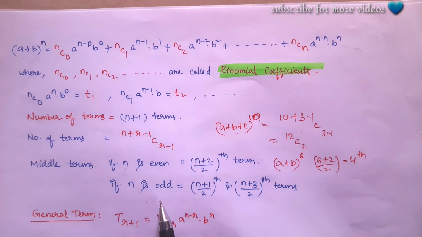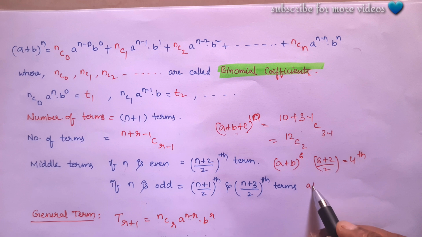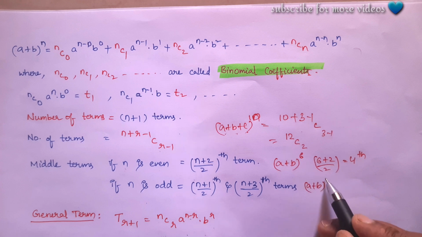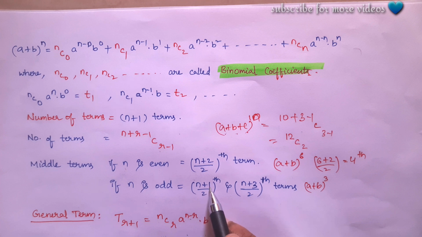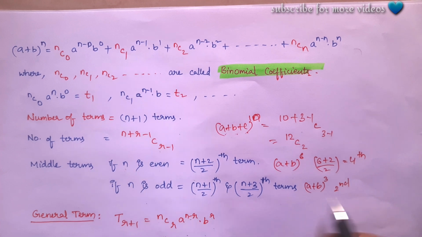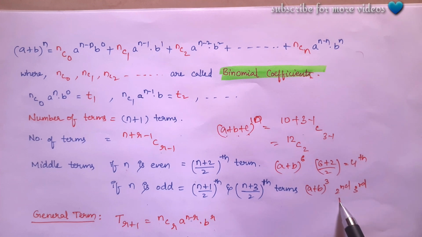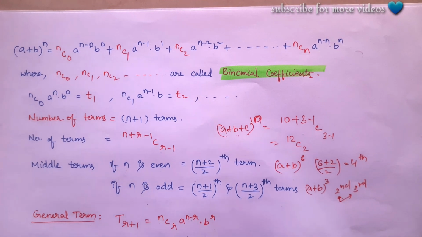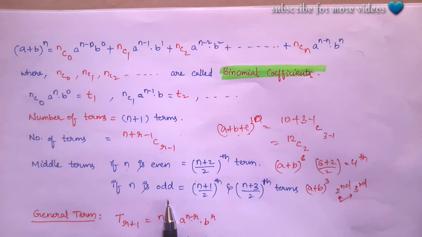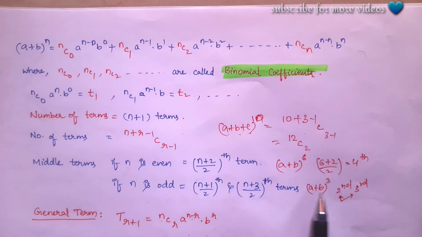Similarly, if it is an odd number, like (a plus b) whole power 3, the middle terms are (3 plus 1) by 2, that is 4 by 2, second, and (3 plus 3) by 2, that is 6 by 2, third. Second as well as third are the middle terms in this expansion if n is odd. An odd number gives 2 middle terms, an even number gives one middle term.